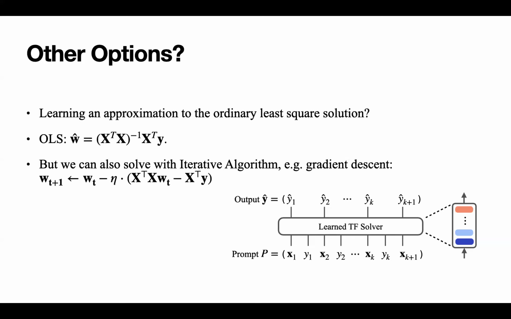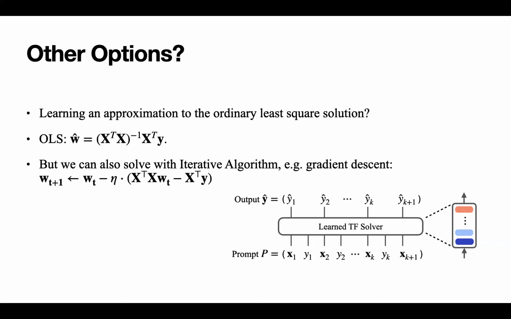And then there's an interesting question: do we have other ways to solve the linear regression problem? Maybe we can solve it with an iterative algorithm instead, where, for example, gradient descent will just iteratively update this W_t with a calculation that only involves matrix multiplications, but there's no matrix inverse in it.